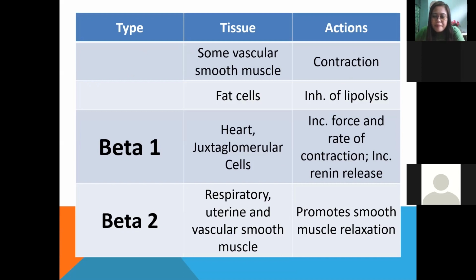And then there are some vascular smooth muscles or blood vessels na may alpha-2, but this one is in minimal amount only, and it can also cause contraction. So pwede siya mag-cause of vasoconstriction. Pero again, this is very minimal. And alpha-2 receptors can also be found sa fat cells, in which pag ma-activate na siya, this will inhibit lipolysis. Lipolysis is the breakdown of our fats. So kay inhibition man, dili mag-breakdown ang fats if alpha-2 receptor is being activated.